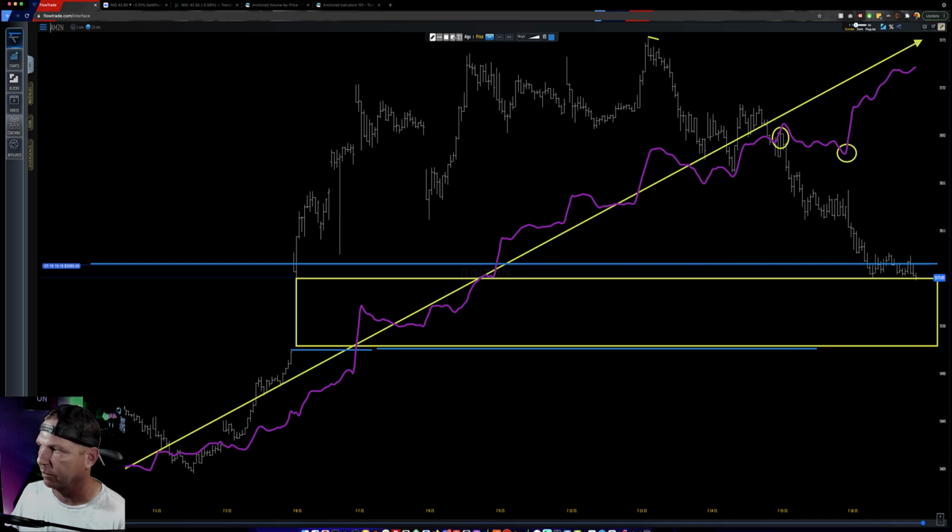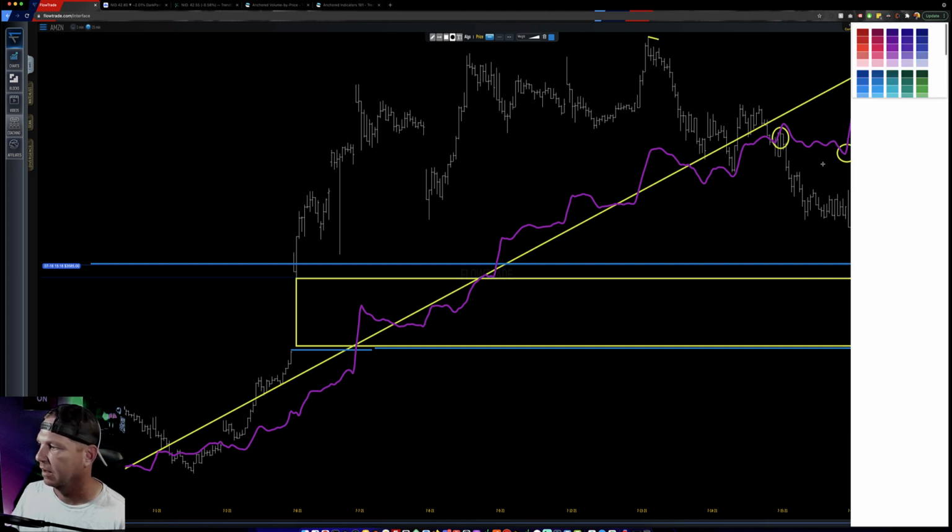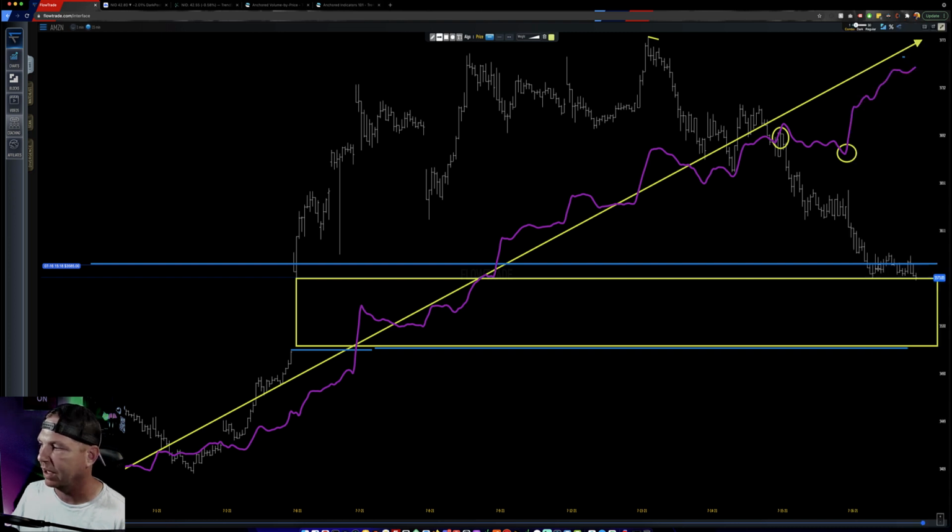Amazon's going to get pulled back up by this algo. Let's try this again. The algo is going to pull price action back up with it, and it's going to continue its move to the upside. All right, Amazon's a pretty hefty stock.